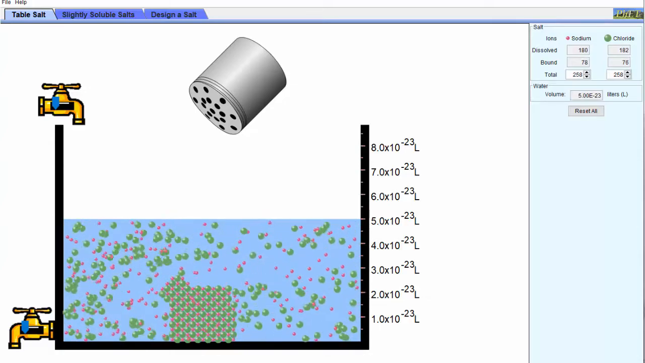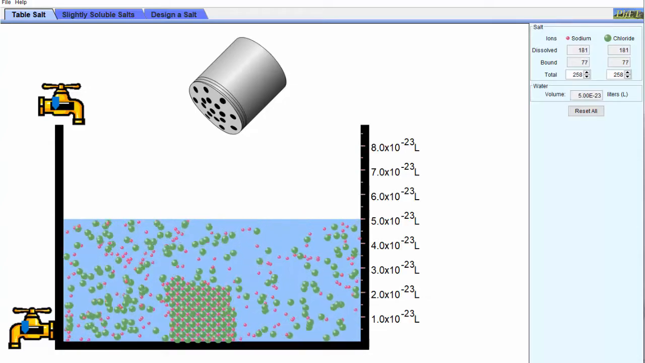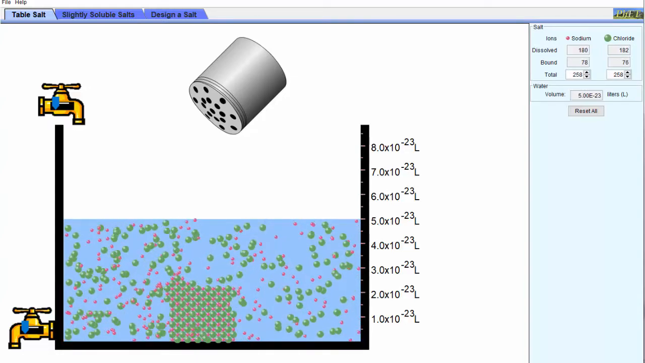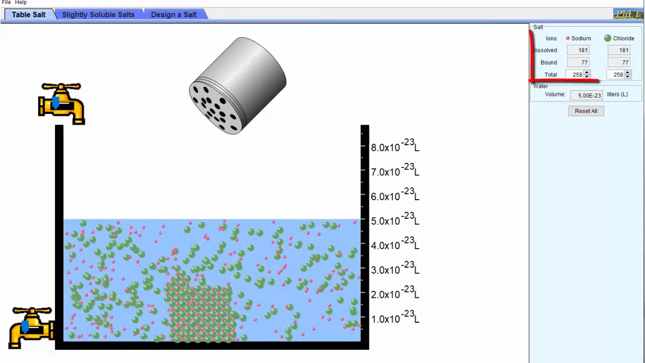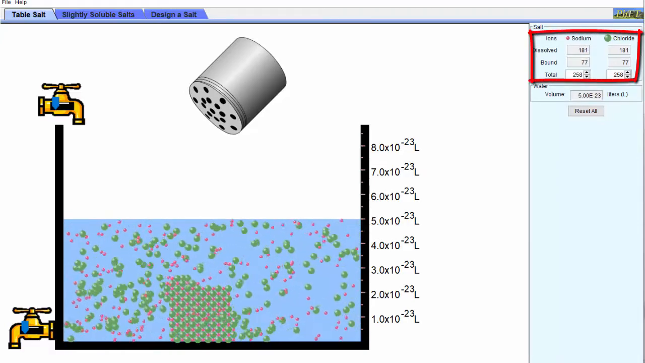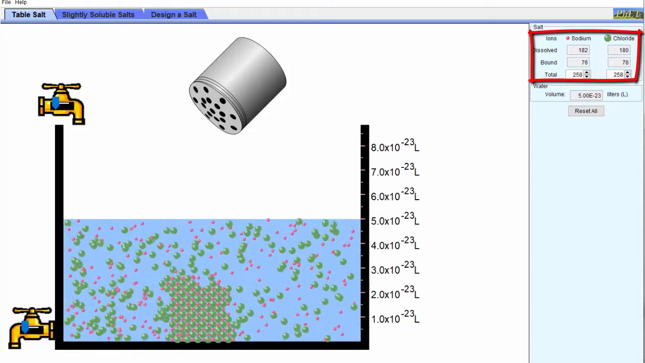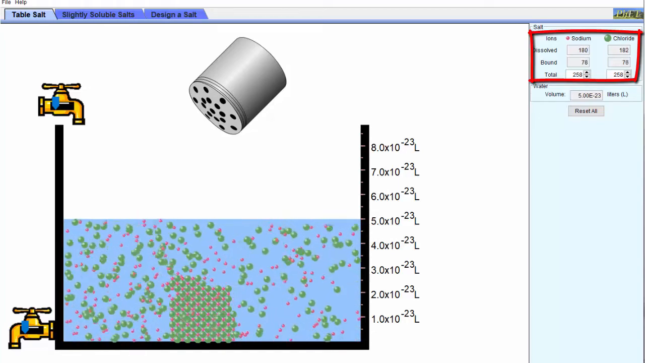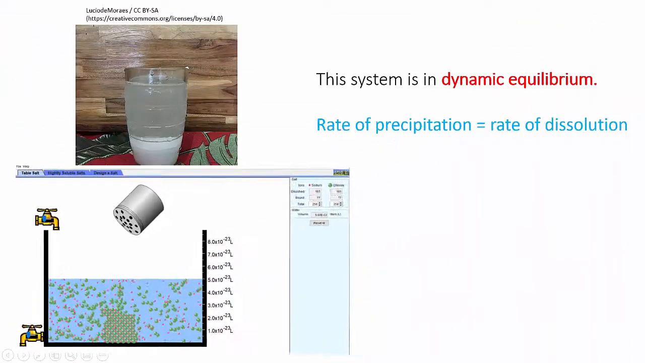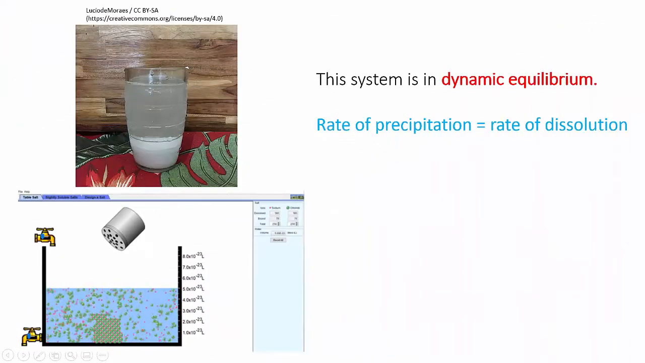What's the effect of that? Well, the crystals do change shape as their edges are dissolved and rebuilt, but they don't change size. The number of ions that are stuck in the crystals stays the same. Equally, the number of ions that are dissolved in solution stays the same, which means that the salt concentration in the water remains constant. This means the system is in dynamic equilibrium.